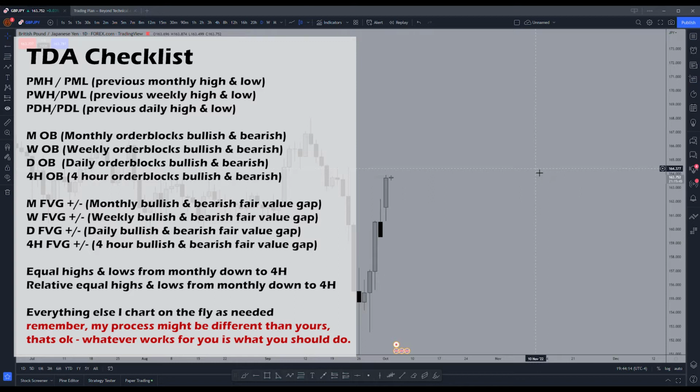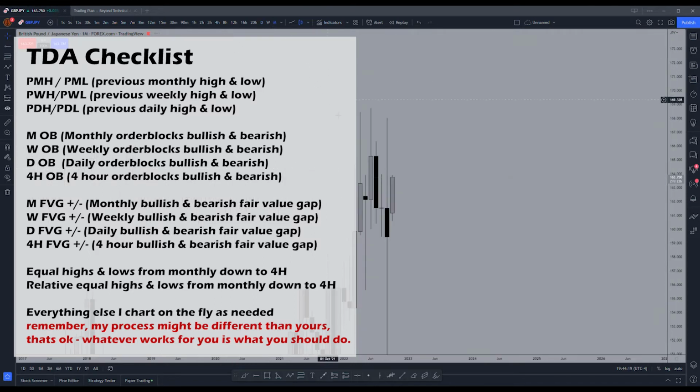So the idea is, by mapping out the higher time frame PDAs and points of interest, while I'm working and trading on the lower time frames, I'm aware of what's coming up. I know what's going to happen. So let me give you an example of how this looks and break it down.